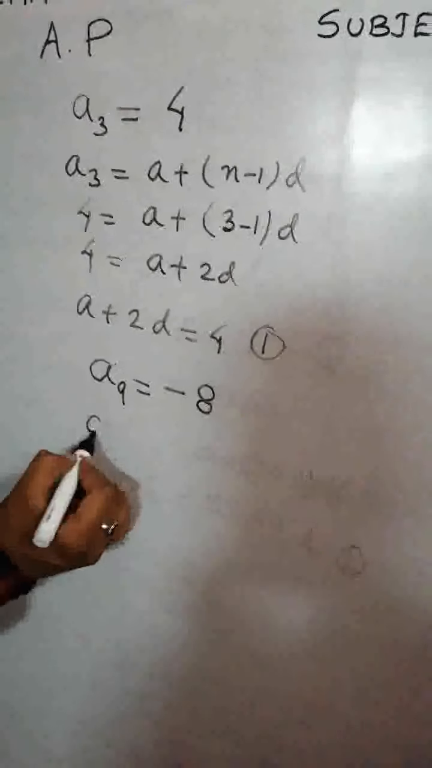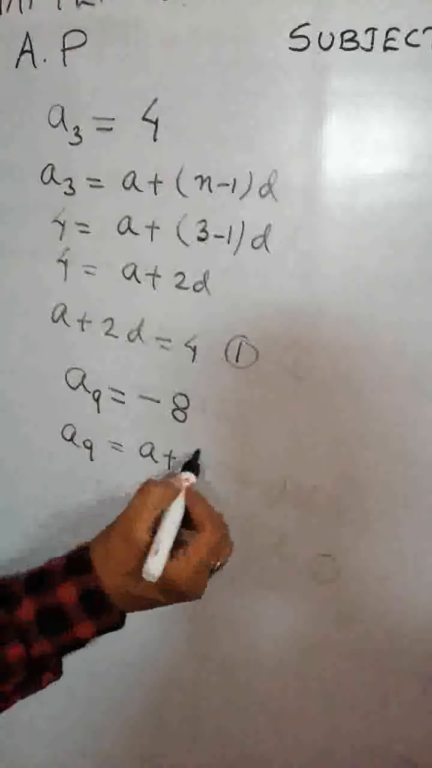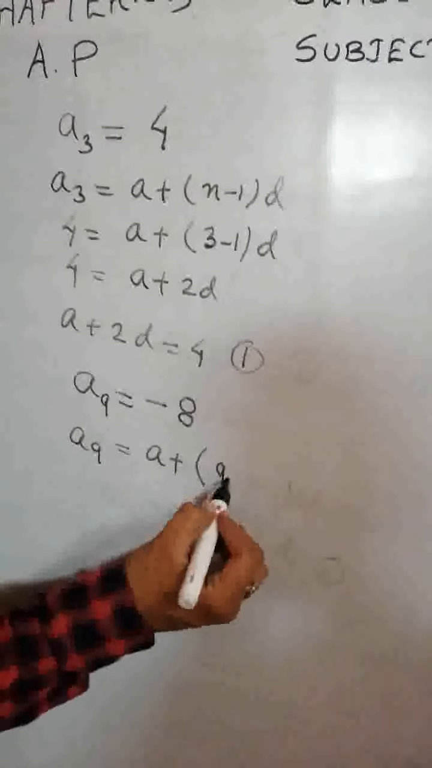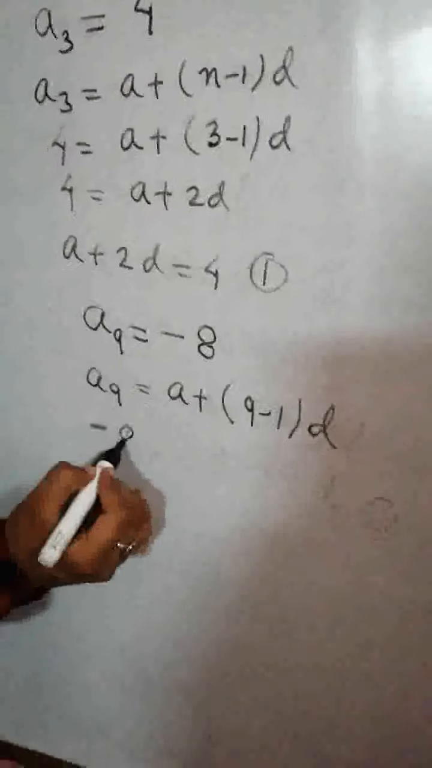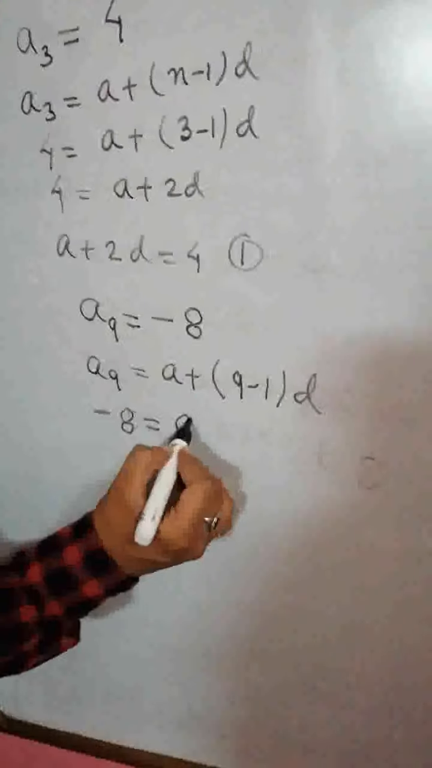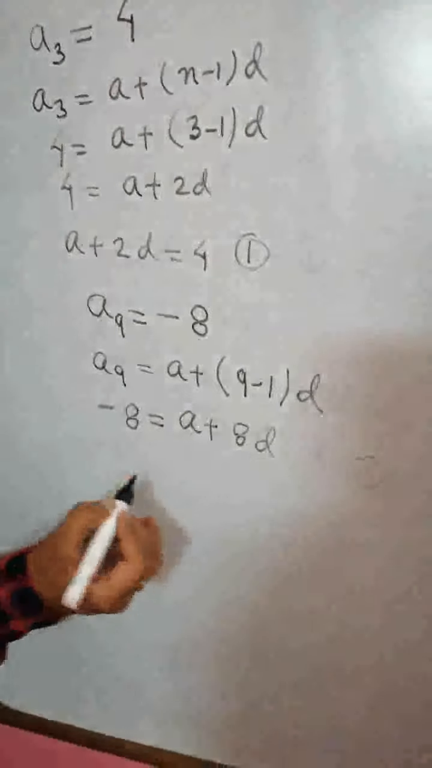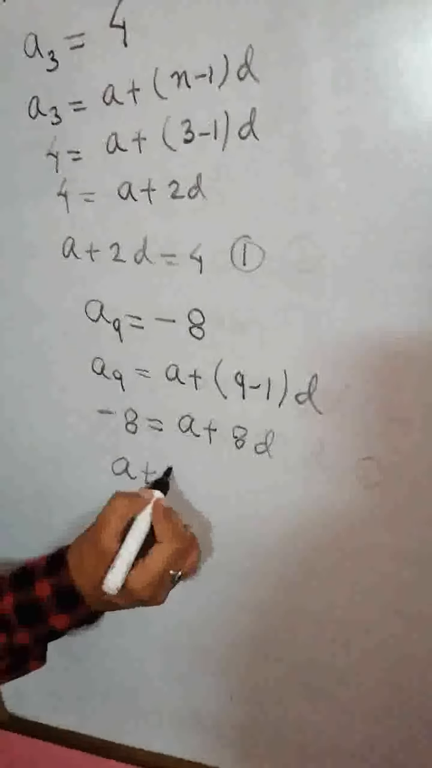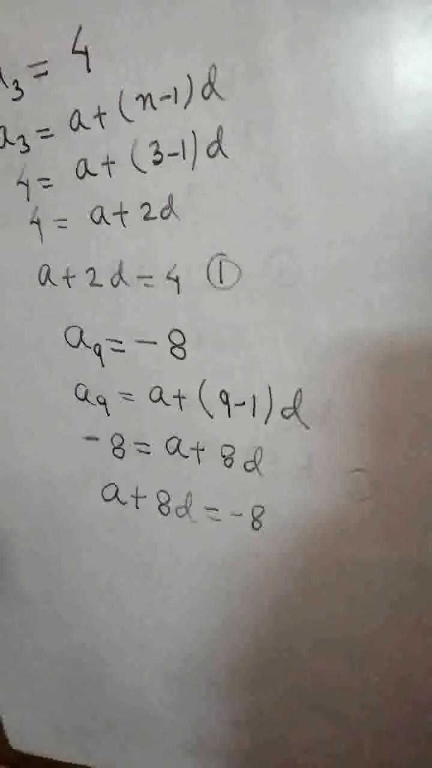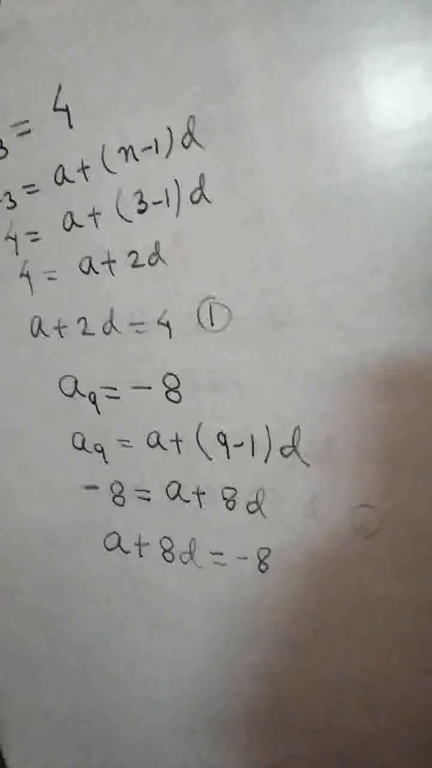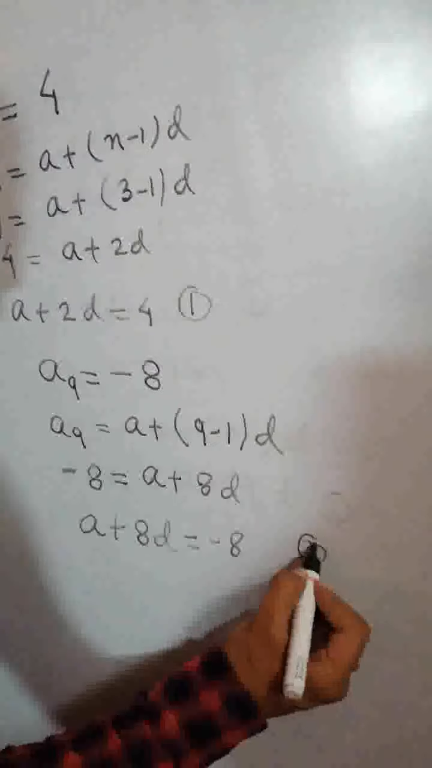So here, a9 is a plus 9 minus 1 d. A9 is given as minus 8. A plus 9 minus 1 is 8d. So we can write a plus 8d equal to minus 8. This is equation number 2.